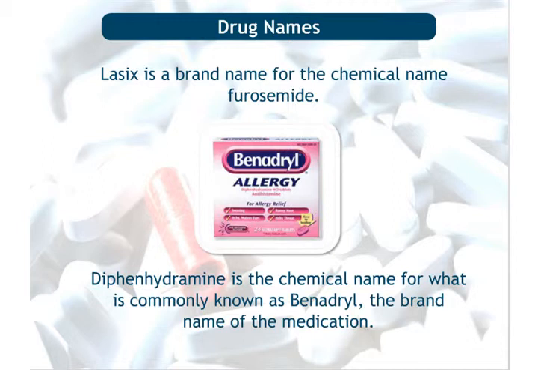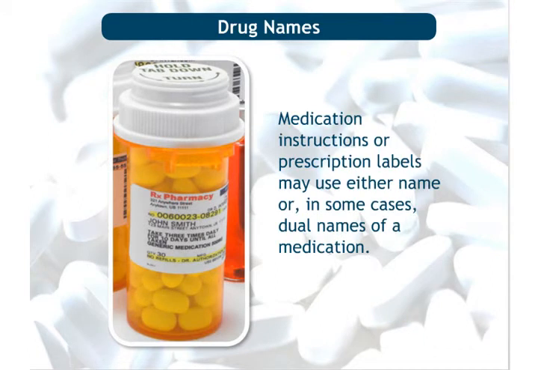Diphenhydramine is the chemical name for what is commonly known as Benadryl, the brand name of the medication. Medication instructions or prescription labels may use either name, or in some cases, dual names of a medication with one listed below the other in smaller type. Sometimes you may see a third name for a medication when the pharmacy fills a prescription with the less expensive generic form of the drug. This can be confusing for both you and your clients.